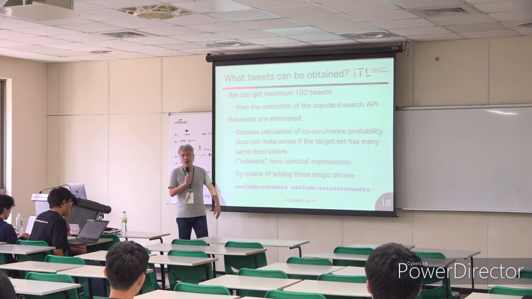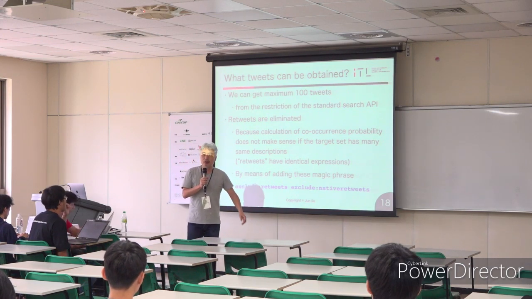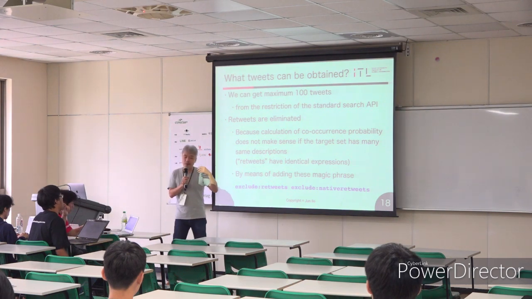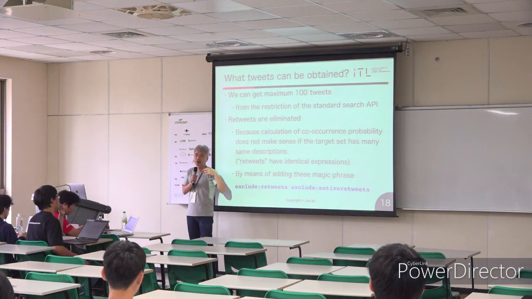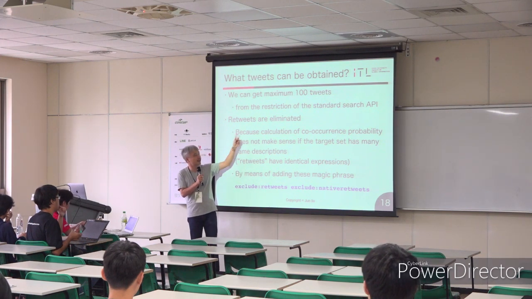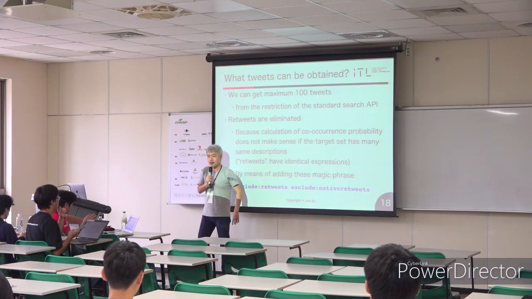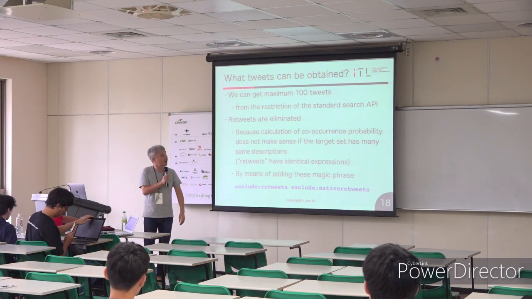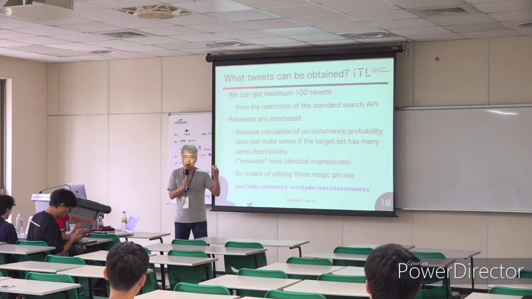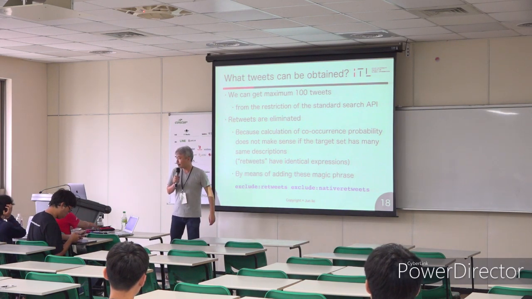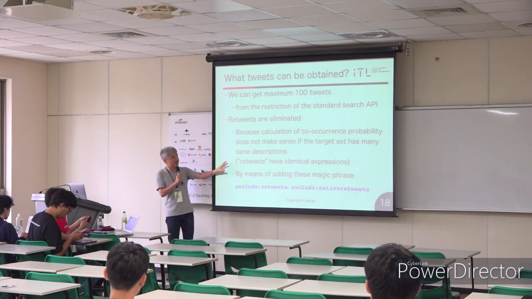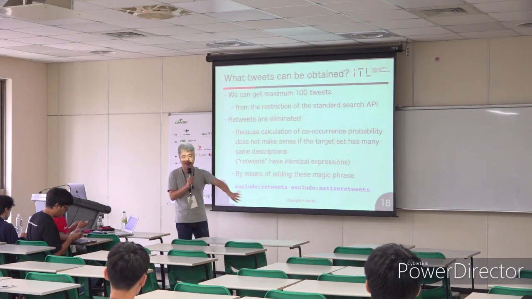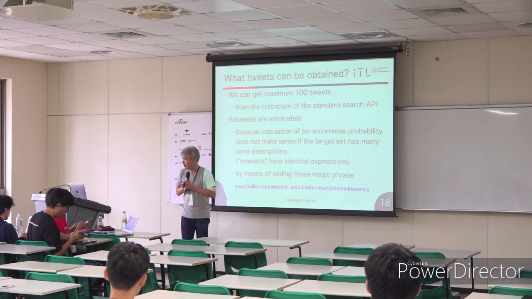In our study, retweets are eliminated. The reason why we eliminate the retweets is that the calculation of co-occurrence probability does not make sense if the target tweet set has many identical messages. Retweets have identical expressions, so we have to eliminate the retweets from our calculation.